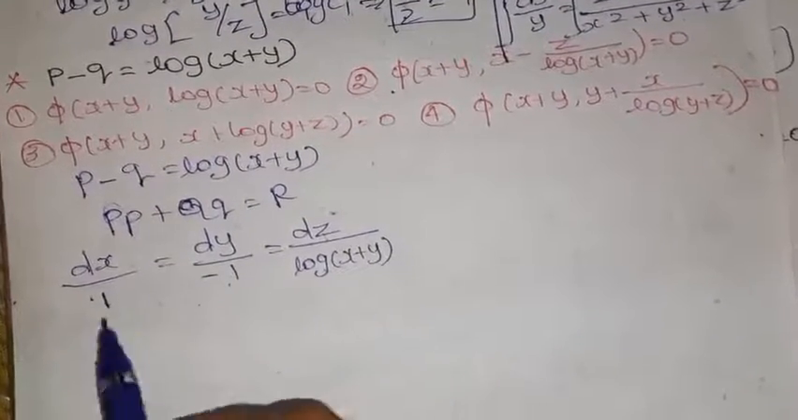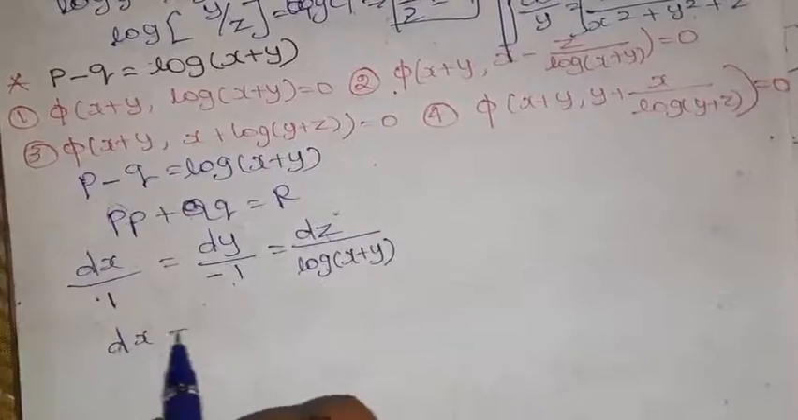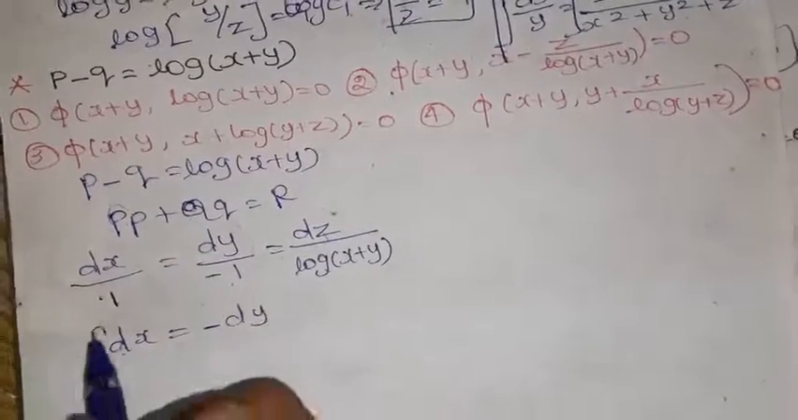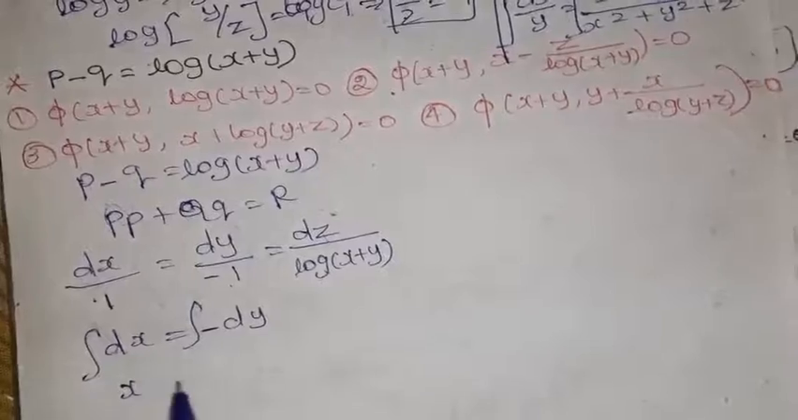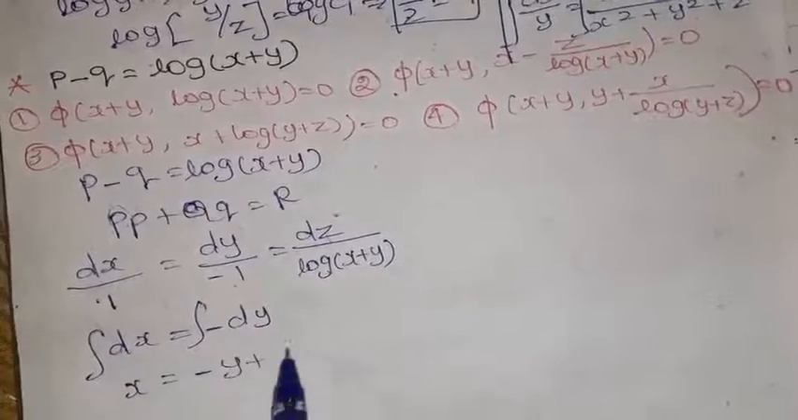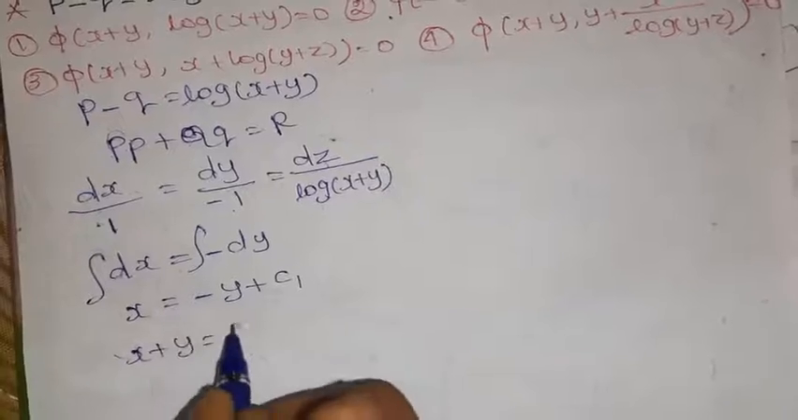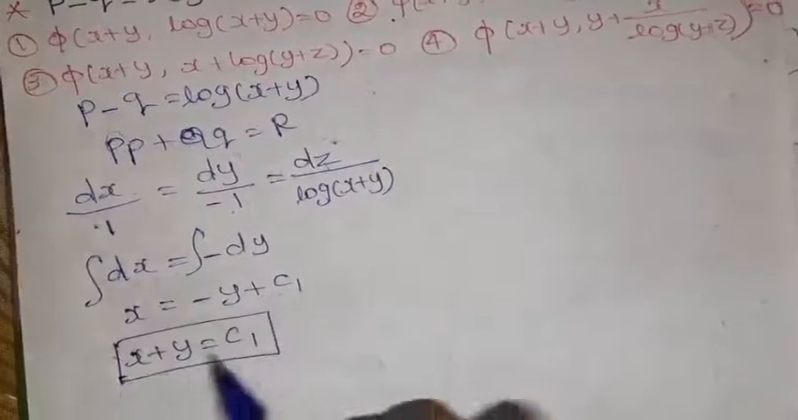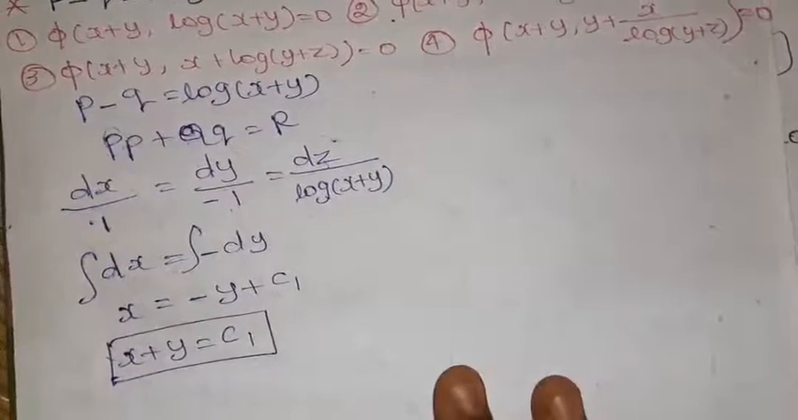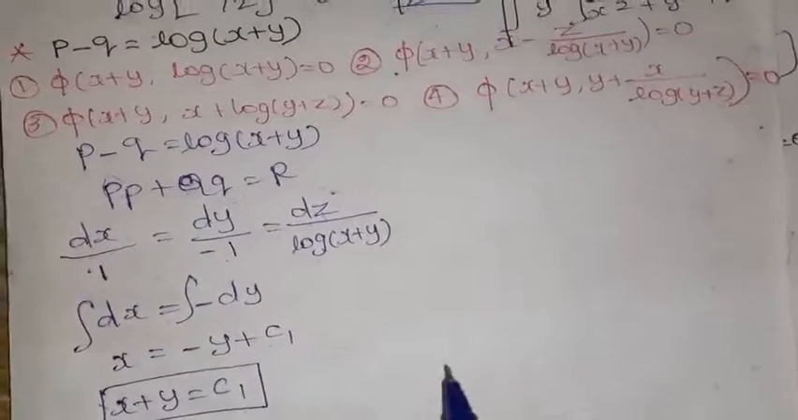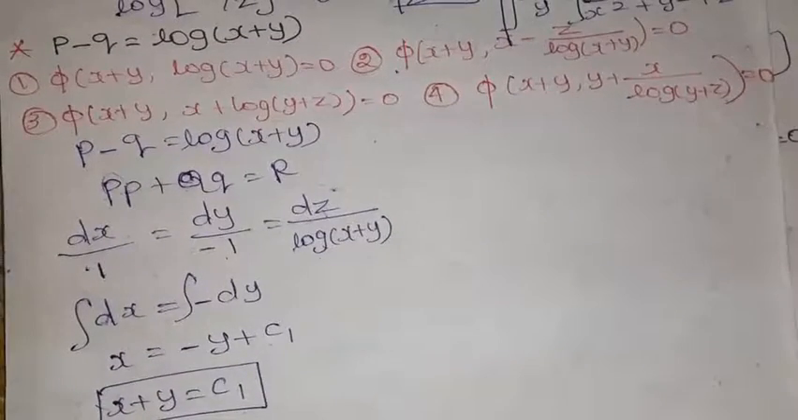So equating first and second ratio, dx equal to minus dy, right? By integrating, what we will get? x equal to minus y plus c1, some constant. So x plus y equal to c1. So x plus y equal to c1, it is the one solution. Then what is the next solution?